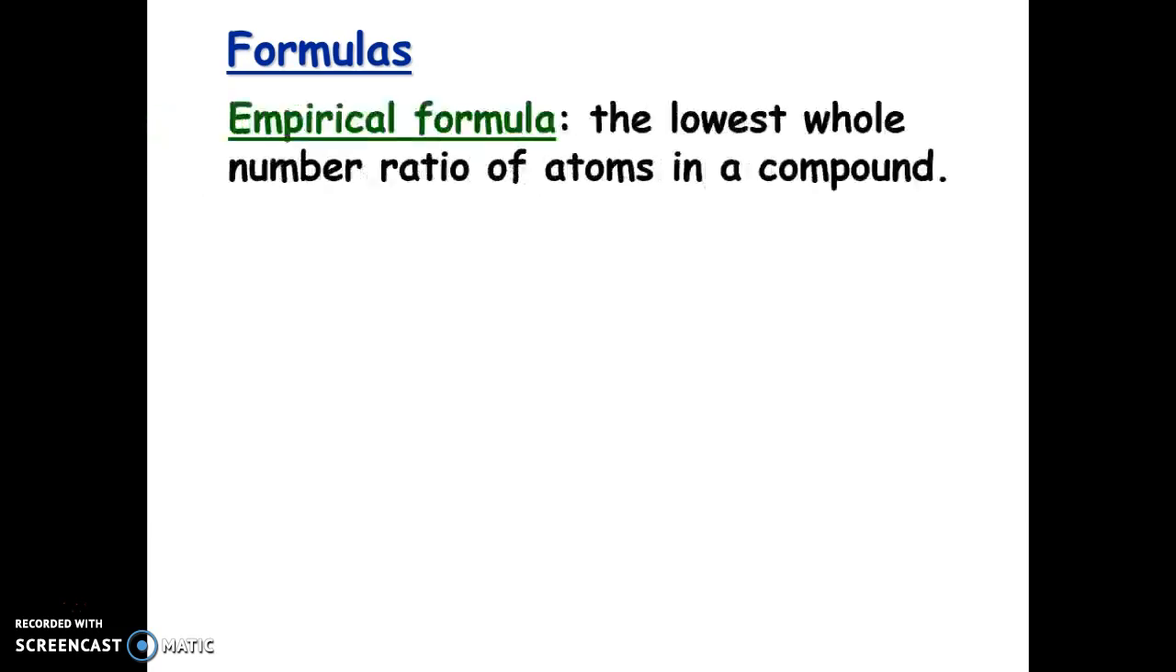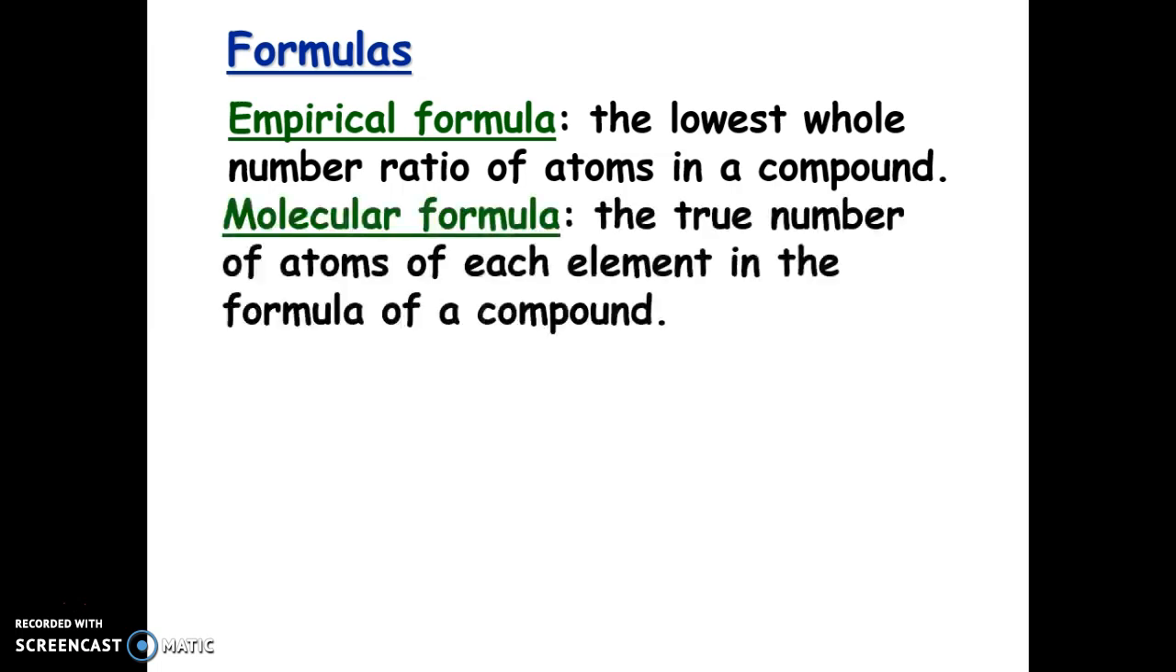All right, so let's take a closer look at formulas, and this is some new stuff now. So the empirical formula, like what you saw with the ionic compounds, is always the lowest whole number ratio of atoms in the compound. So ionic compounds are always empirical formulas.